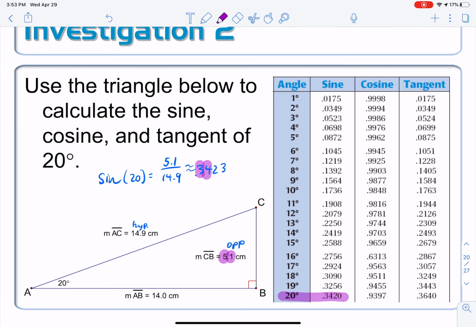All right, the very last video that we're gonna do has to do with some applications with sine, cosine, and tangent. Let's do some actual problems where we're solving for a missing side length.